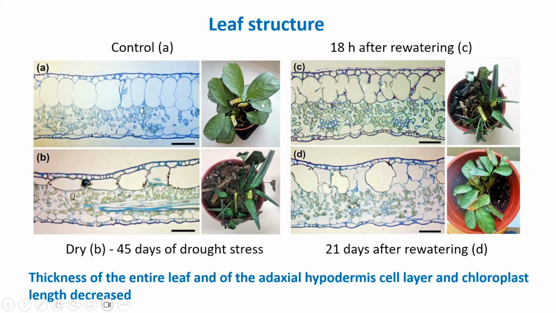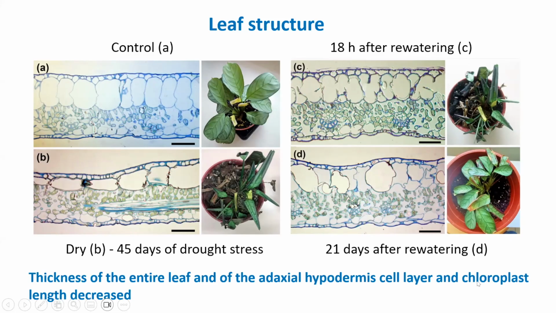As you can see, embedding was a pain. I mean, sorry to say it like this, but it is really hard to embed a leaf which is quite dry, although not fully dry. At this stage, we did not obtain very nice images of this cell layer. But then this is restored in the rehydrated and rewatered plants relatively quickly.